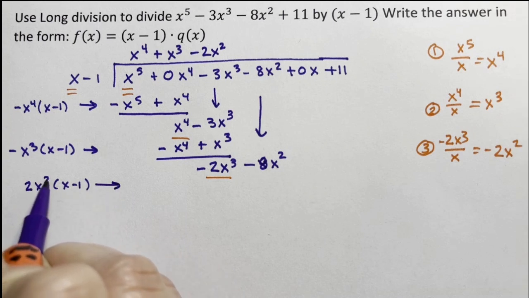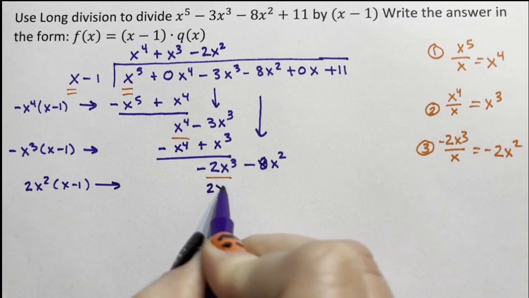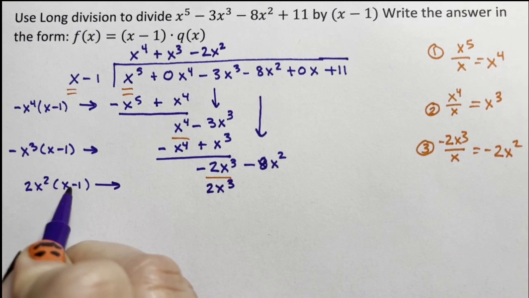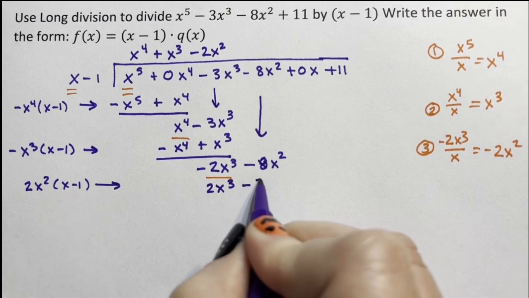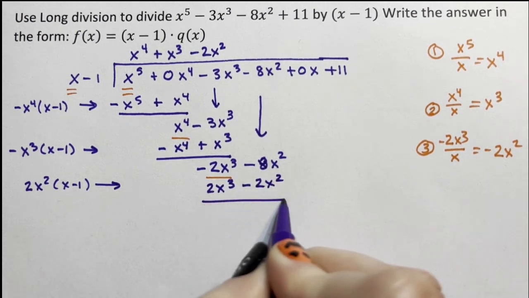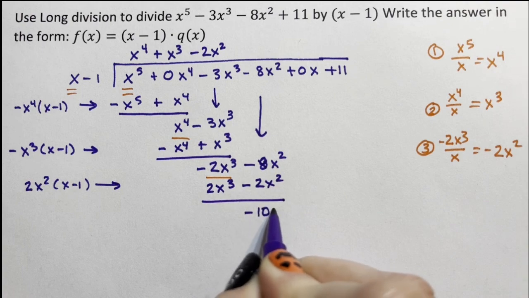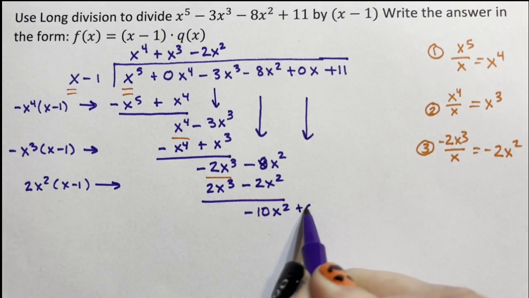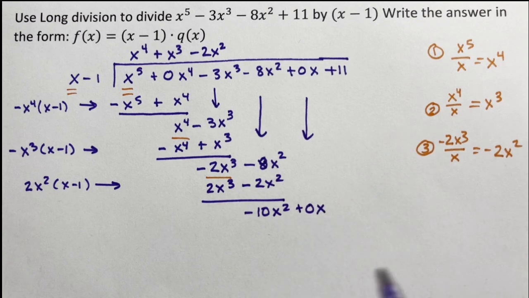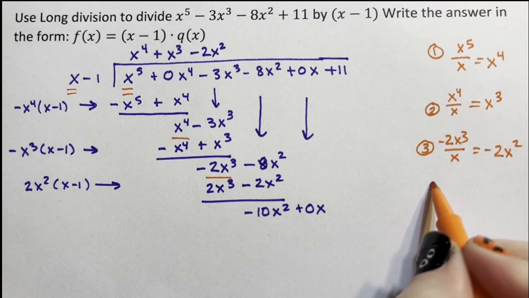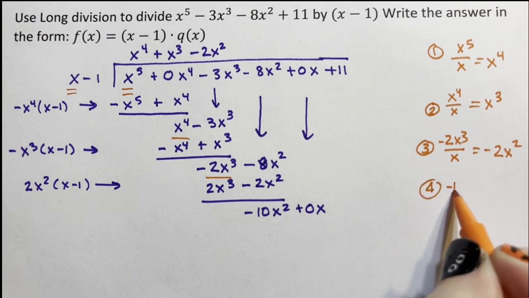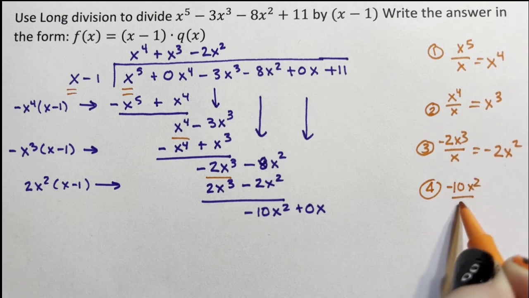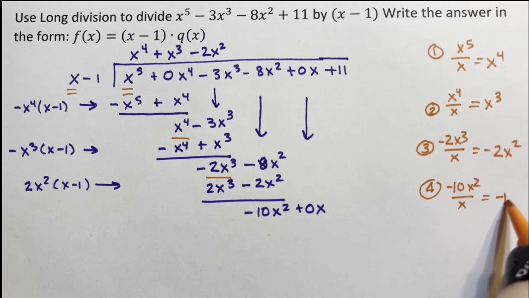So 2x squared times x is 2x cubed. 2x squared times a negative 1 is a minus 2x squared. This is going to become a negative 10x squared. I'm going to bring down the 0x. So now I'm going to use this next term. Negative 10x squared divided by x is negative 10x.